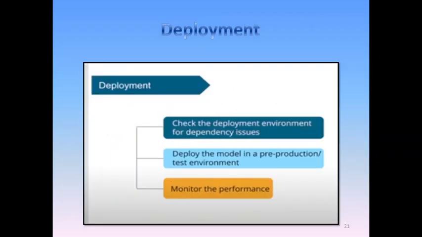So the last module is the deployment module. In the deployment module, we recheck the deployment environment and dependency issues. After testing the model, we check the deployment environment for dependency issues, and deploy the model in the pre-production and test environment. If it works properly, then we implement the model. After implementing the model, we monitor the performance of the model.